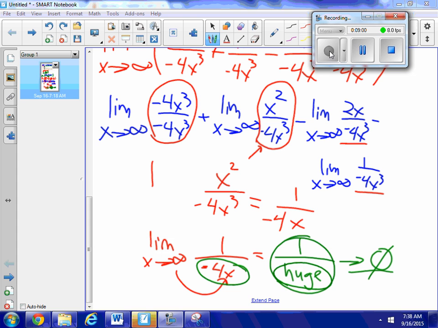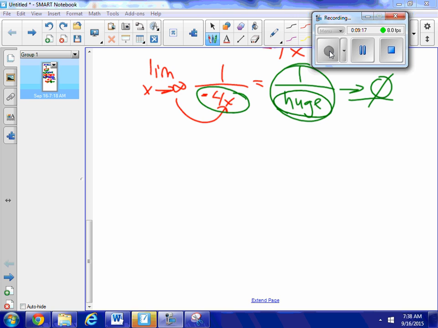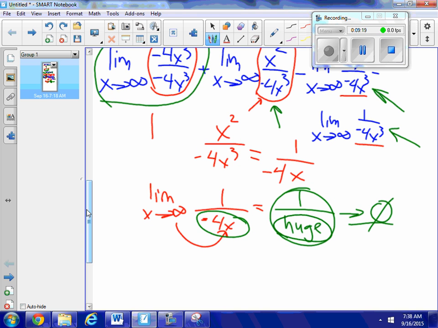And you can see that that's going to be true for this, and this, and this. All the other terms are going to approach 0 as x approaches infinity, so the only one I'm really concerned about is this one here. Well, what is the limit as x approaches infinity of 1? The limit of a constant is that constant, 1.